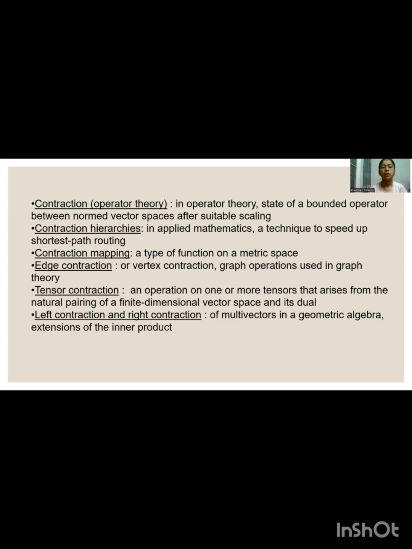Edge contraction or vertex contraction: a graph operation used in graph theory. Tensor contraction: an operation on one or more tensors that arises from the natural pairing of a finite-dimensional vector space and its dual. Left contraction and right contraction of multivectors in geometric algebra, an extension of the inner product.